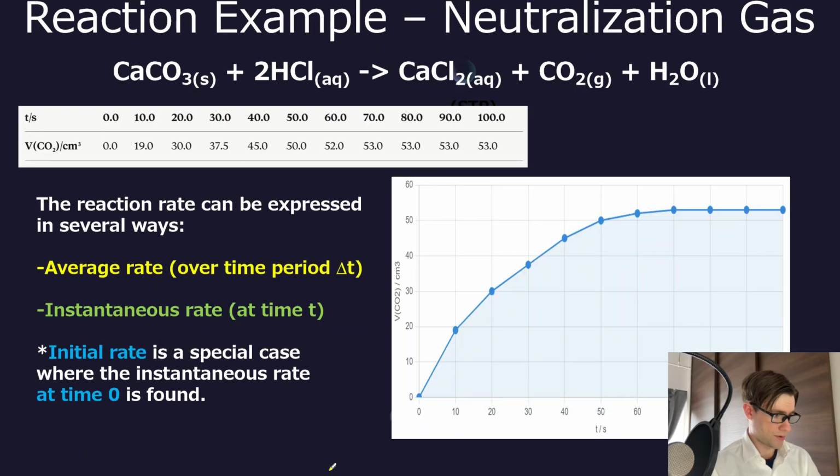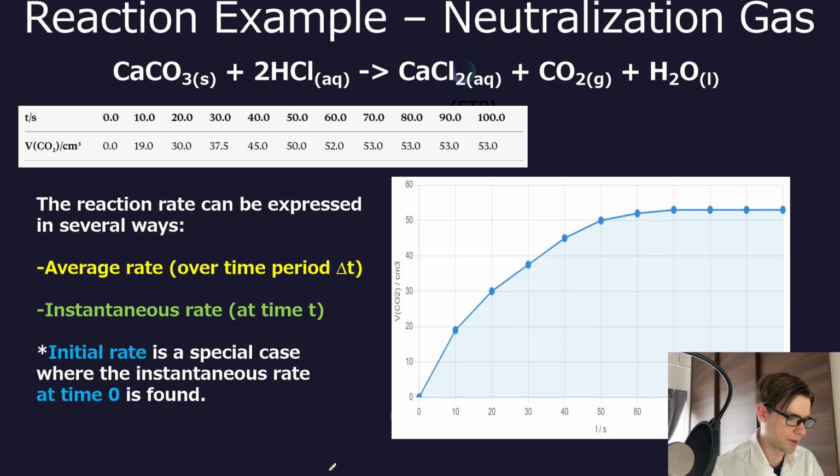All right, now what else do I want to say about this? So this is data we've looked at. CO2 being produced from HCl onto calcium carbonate. So you can find average rate by taking total amount produced over some time, but you can also find instantaneous rate at some exact time t. And there's also the initial rate you'll often see. This is a special case where the instantaneous rate at time 0 is found.